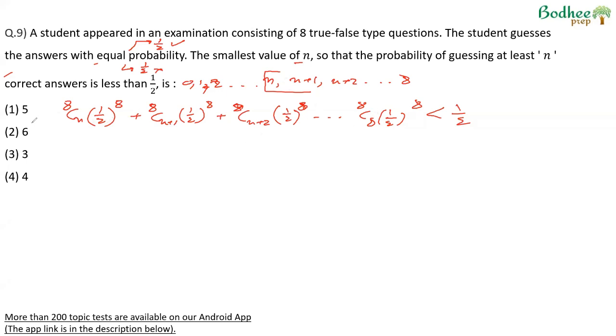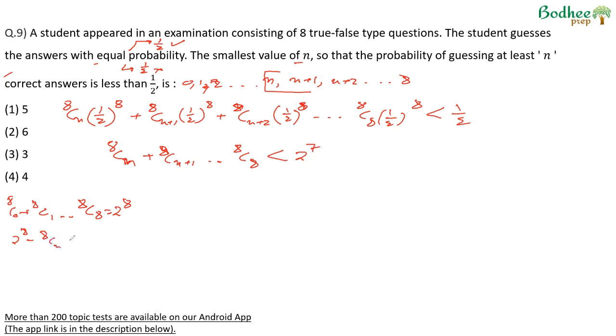Multiplying throughout by 2 raised to power 8, we'll get 8cn plus 8cn+1, and so on till 8c8, is less than 2 raised to power 7 times 2 raised to power 8 by 2. Now we know that 8c0 plus 8c1 up till 8c8 is nothing but 2 raised to power 8. Therefore, 2 raised to power 8 minus 8cn, 8cn+1 up till 8c8.